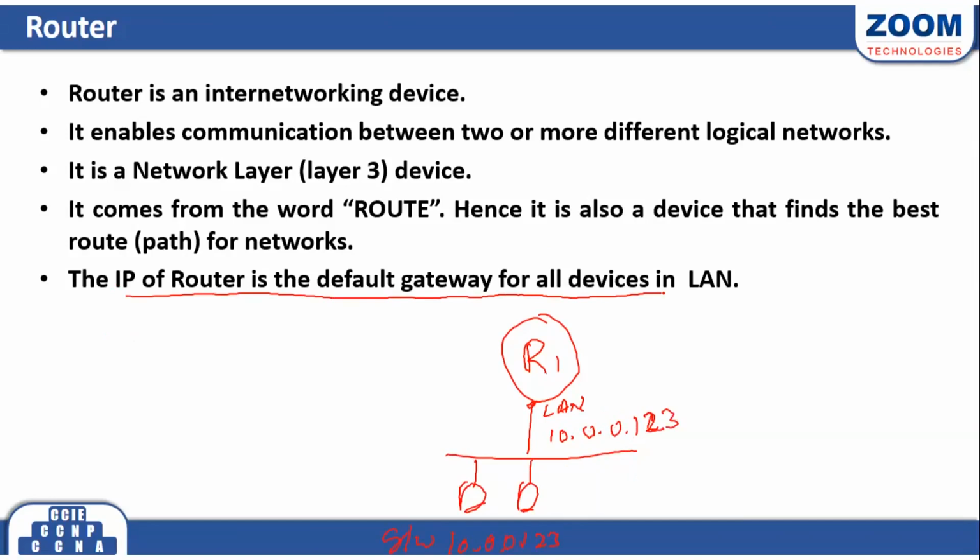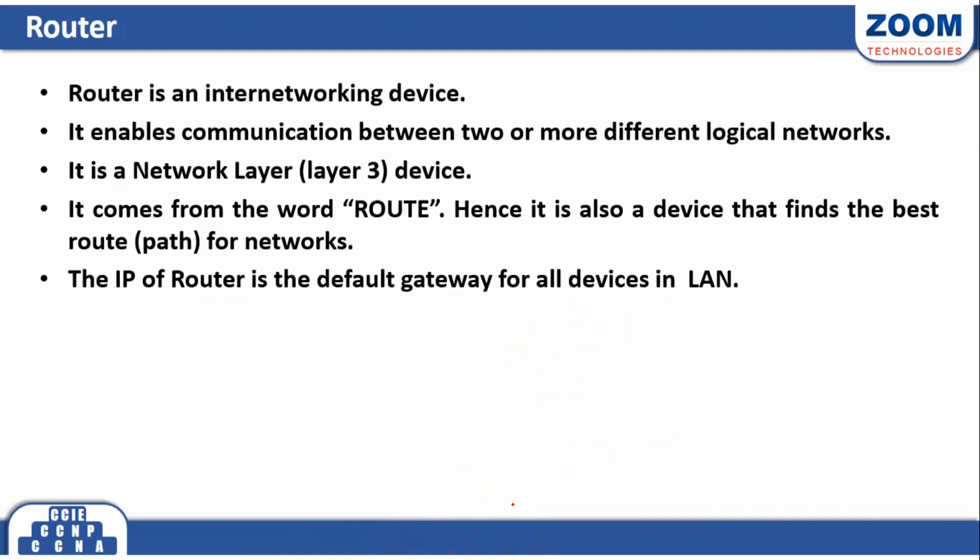When exactly is the default gateway required? If a user wants to communicate with a different network, then the default gateway must be assigned. If the user is trying to communicate within the same network, then the default gateway is not required. For different network communication, the traffic should go via the router, so the router IP is the default gateway. Got it? Point number 2.